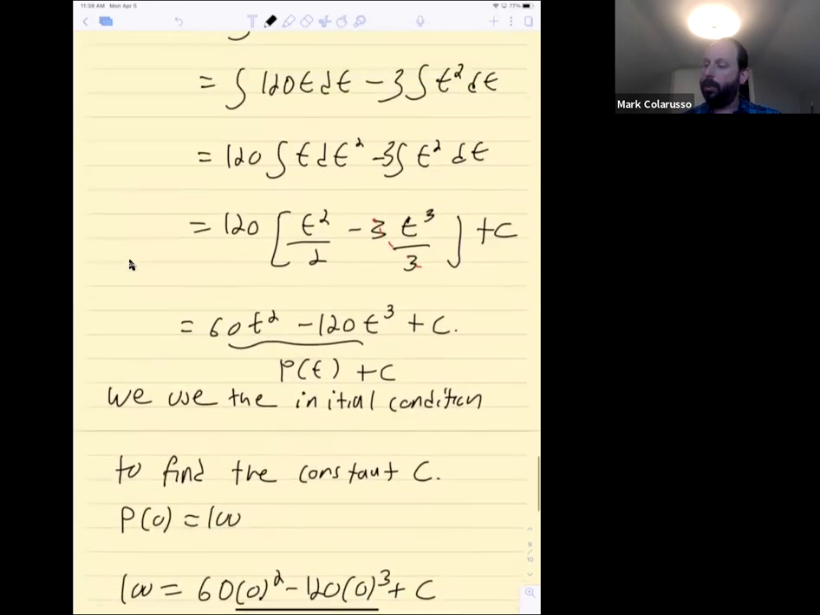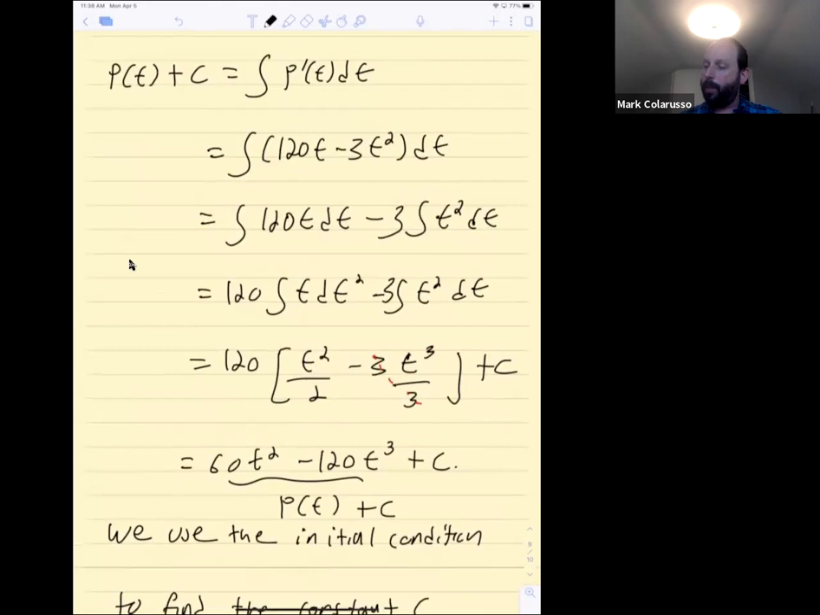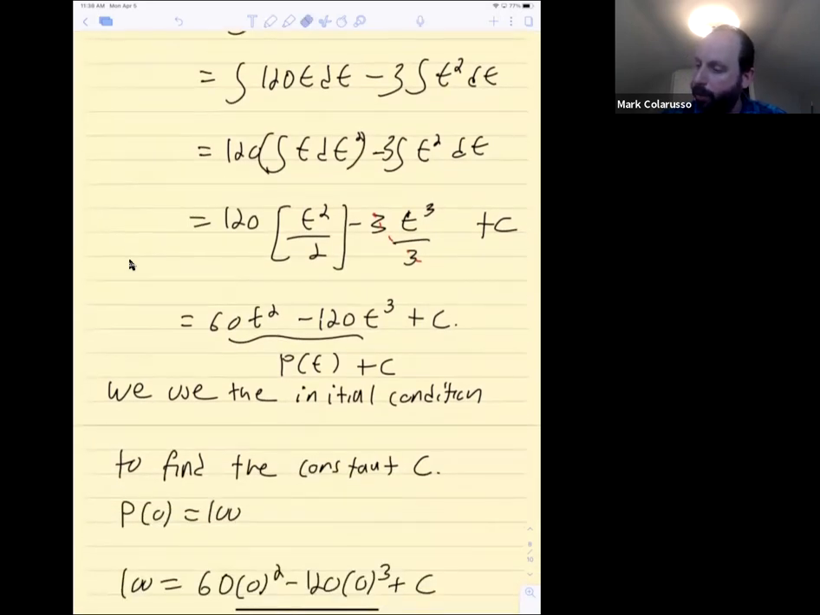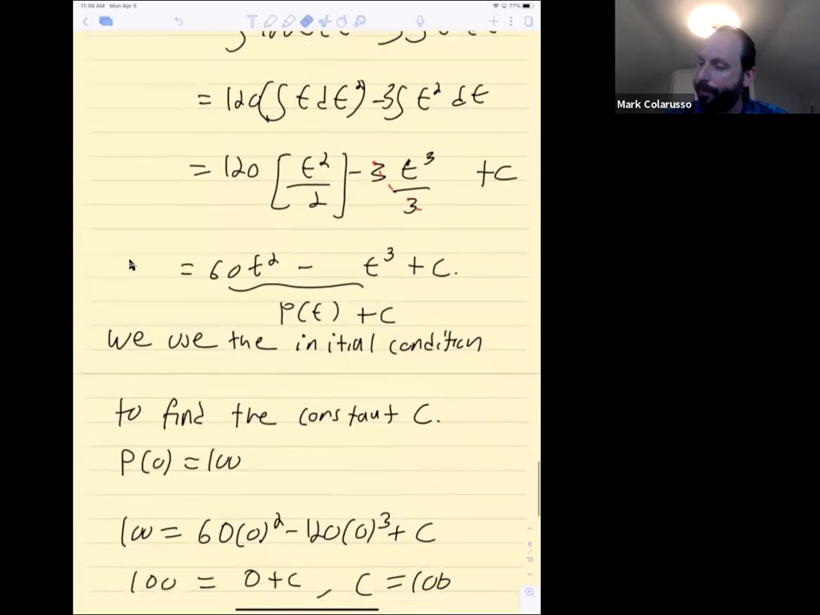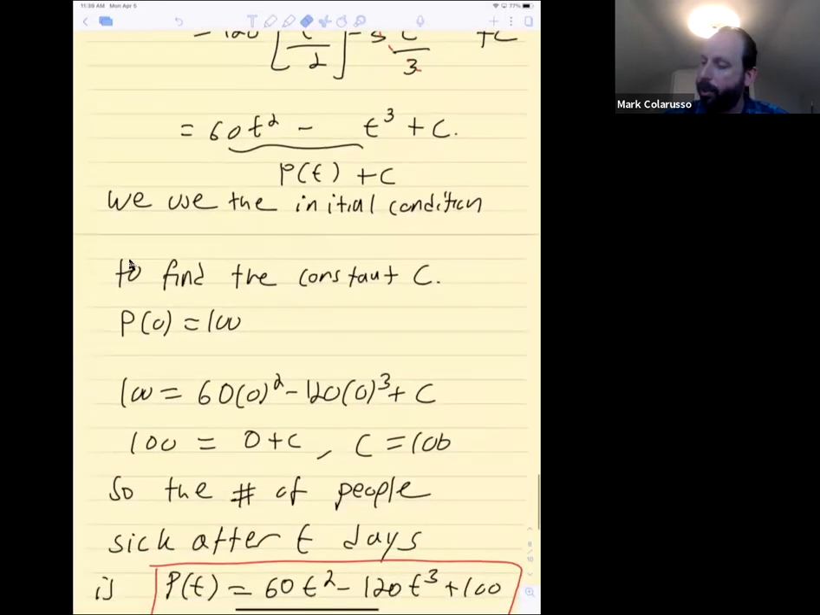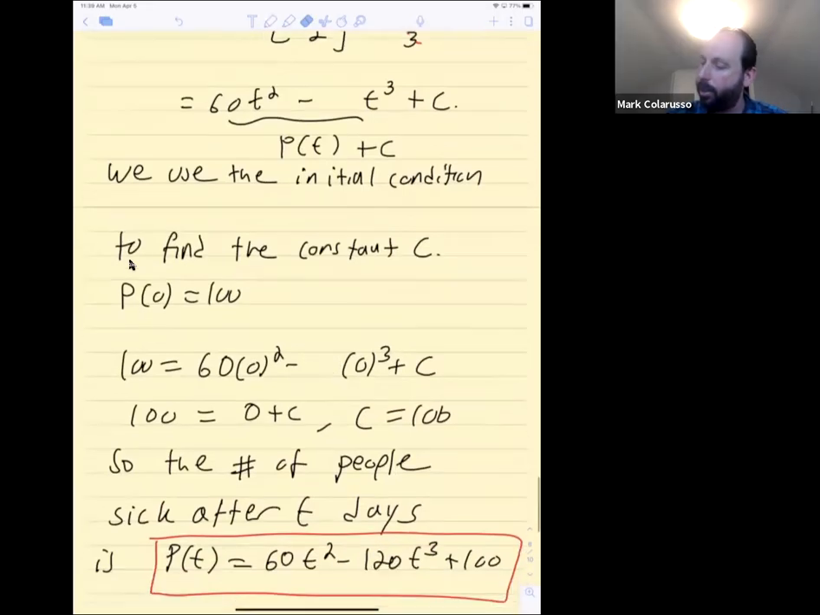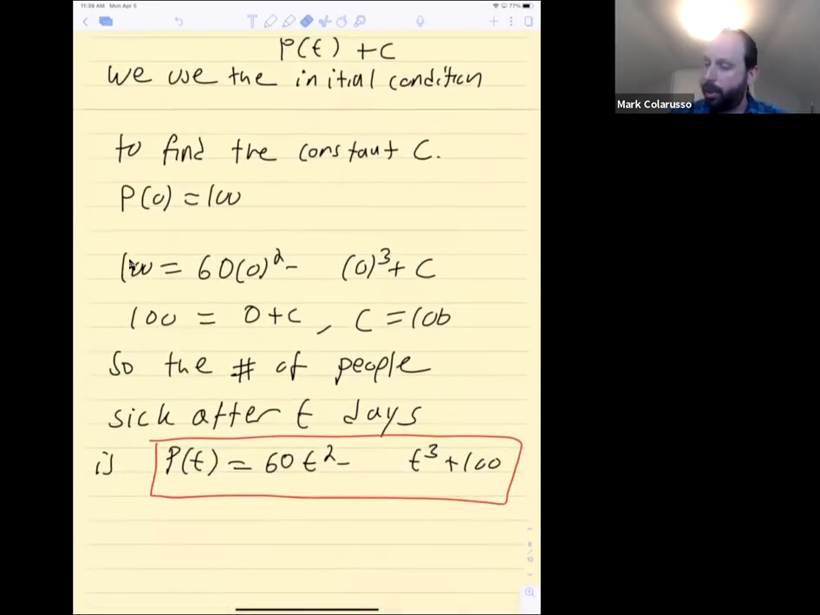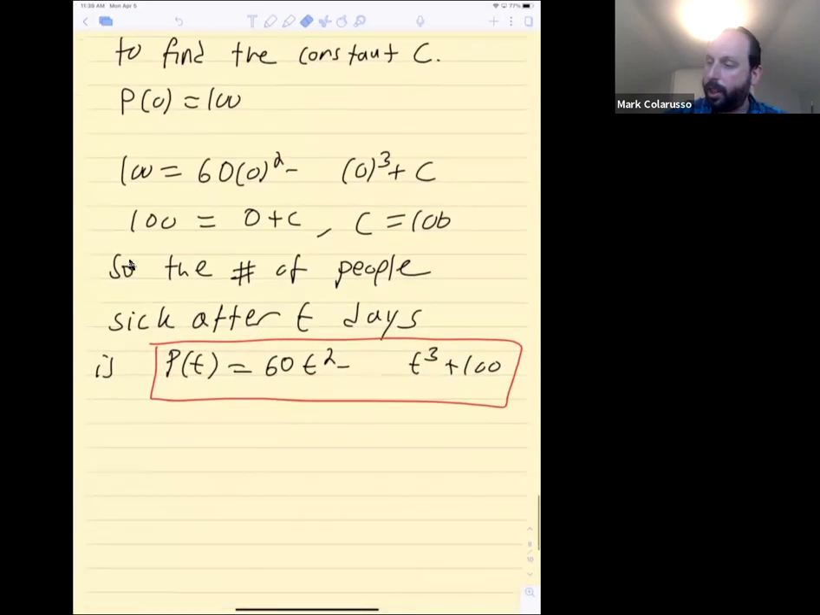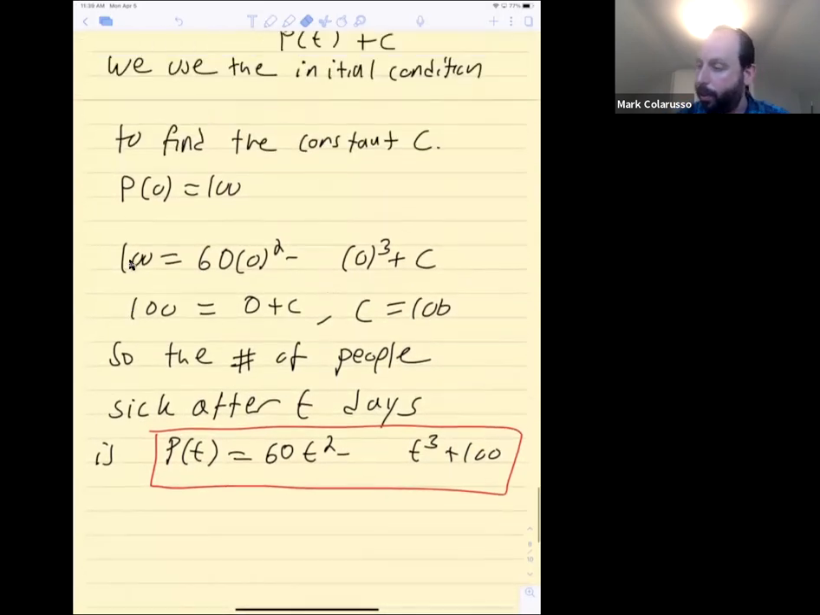Oh, I just realized I made a bit of an error. This is a common thing. Sorry, the 120 doesn't multiply everything. The 120 is only multiplying the first integral. So this gets multiplied by 120. Let me fix that. Okay, so that changes things a bit. We don't have a 120 here. That doesn't change the calculation of the c, because you have 0 anyway.